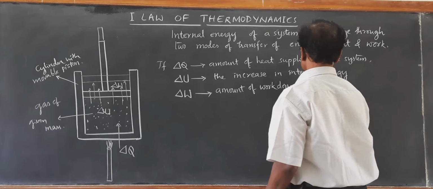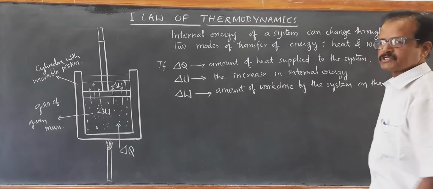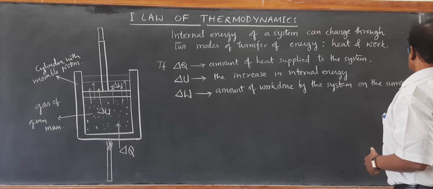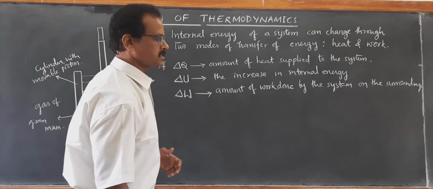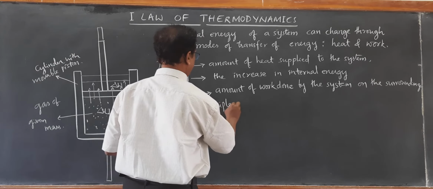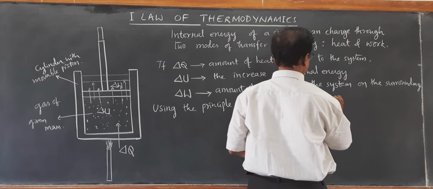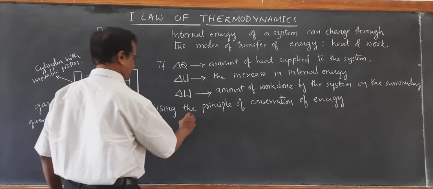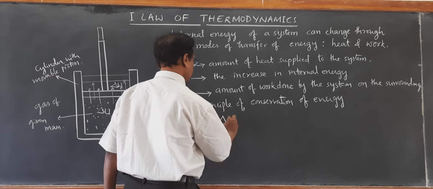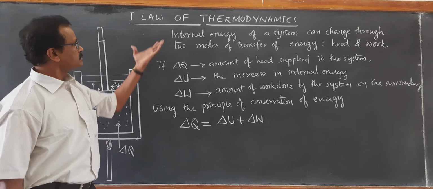Amount of work done by the system on the movement of piston. That is what we call work done by the system on the surroundings. Then using the principle of conservation of energy, we can relate this. The amount of heat supplied, delta Q, is going to be the sum of change in internal energy and change in work done, that is work done on the system. So this becomes the first law of thermodynamics.